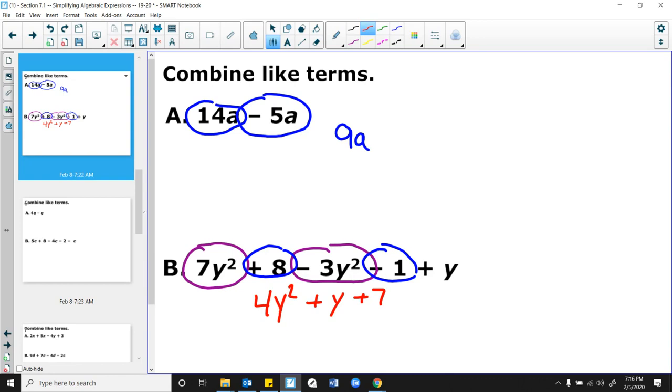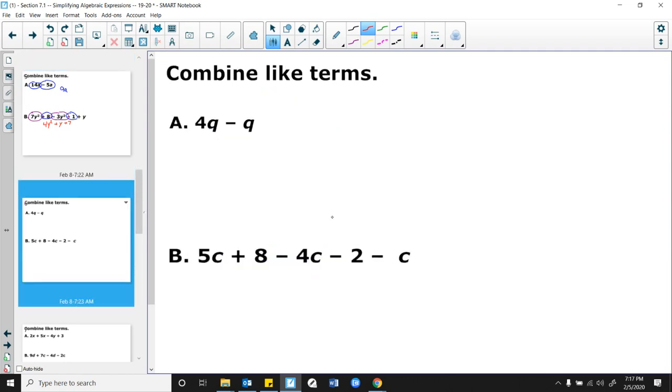Okay, so if I'm looking at your paper right now, I should see that you have the like terms either in a different color circled or a different shape around them. However you're going to do it, I need to see your paper like that. Okay, let's go ahead and do another one before I have you practice.